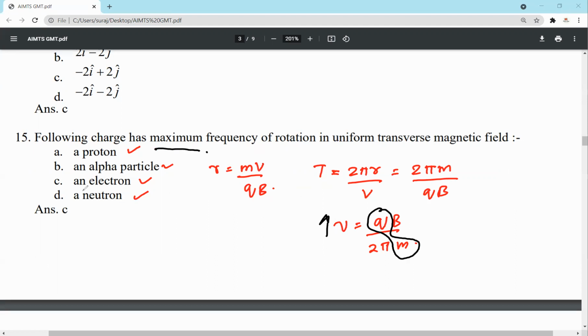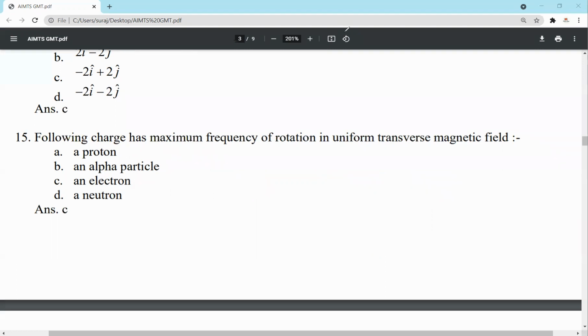It will be the electron, right? Because the mass of the electron is very, very less, the q by m ratio will be more. So for the electron, frequency will also be greater. Next. Coming to question 16.